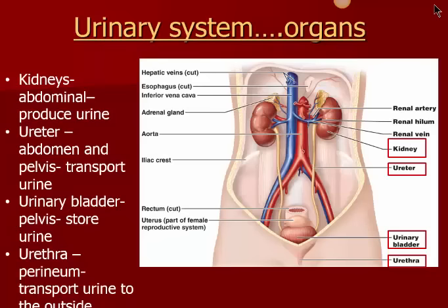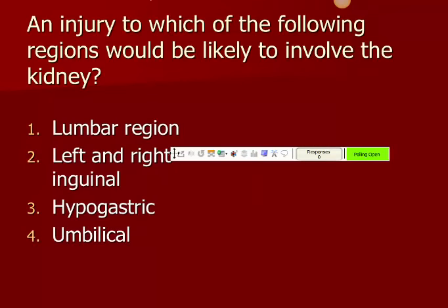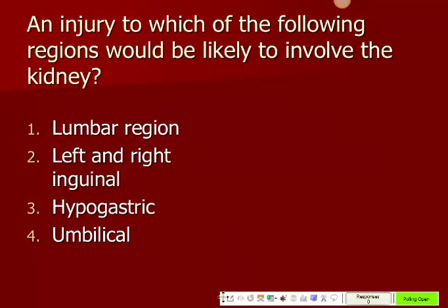So that, in a nutshell, shows you how urine is actually formed and then how it passes out of the kidney into the ureters, bladder, and finally to the outside. So let's take a look at certain questions. The first one, having looked at those pictures: where do you think the kidney is lying? An injury to which of the following regions would involve the kidney? You should know the 9 abdominal regions from A and P1.